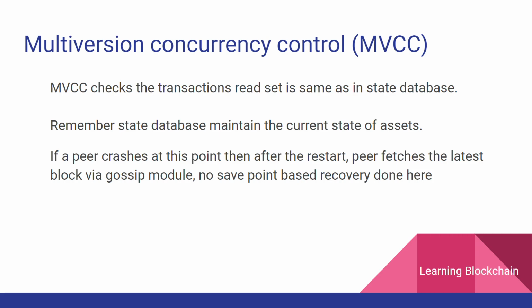So MVCC means this particular chain code checks that whenever it receives a transaction, in that transaction the read set and write set are both mentioned. So it validates whether the read set is the same as what is present inside the state database or not.